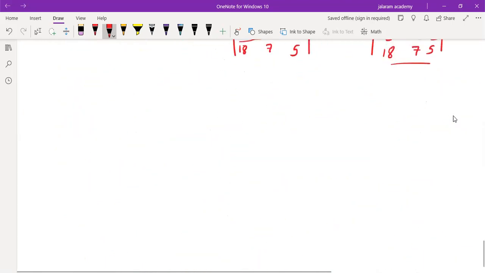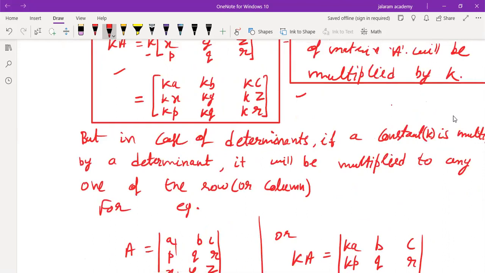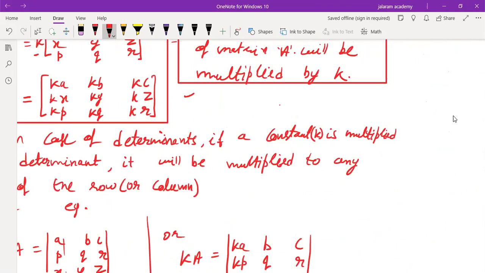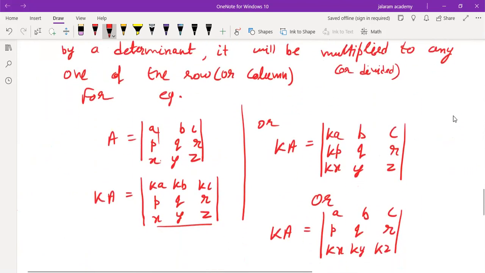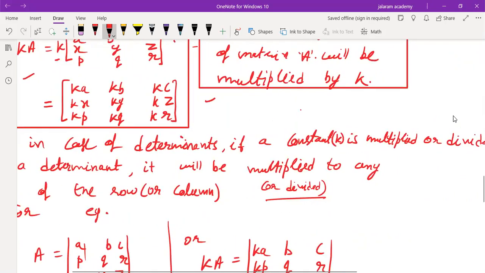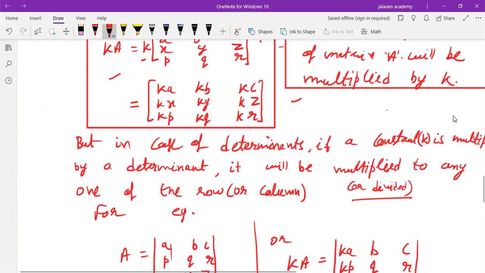If we multiply or divide any element with a determinant, it will be multiplied to any one of the rows or any one of the columns. In case of a determinant, we make it more general by writing that if a constant k is multiplied or divides a determinant, it will be multiplied or divided to any one of the rows. I have written it only to understand it, or divided by, that's it. Okay.